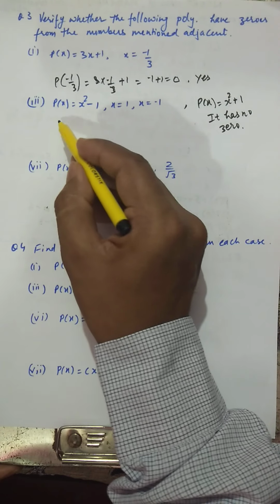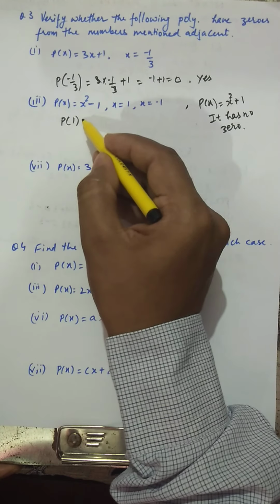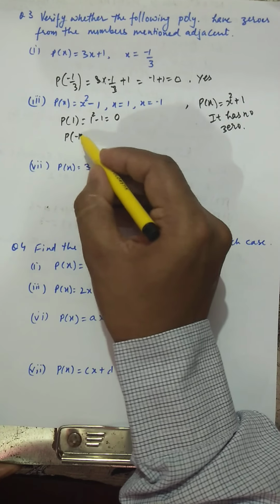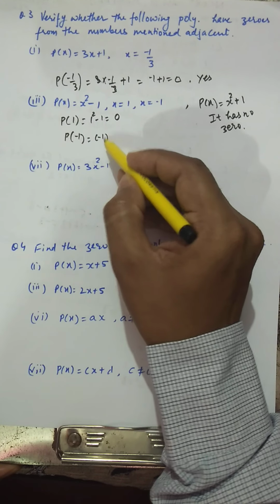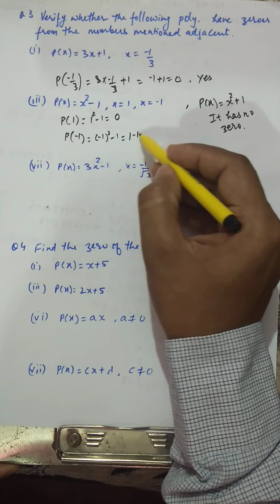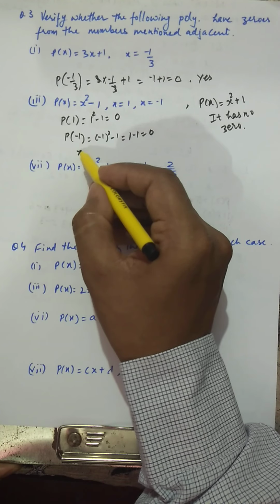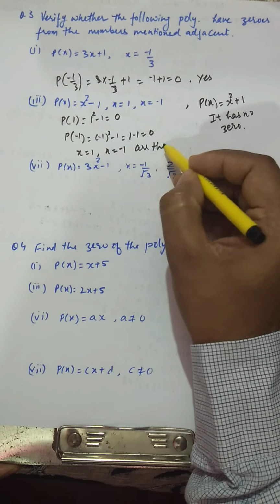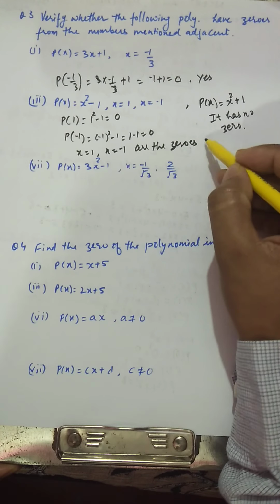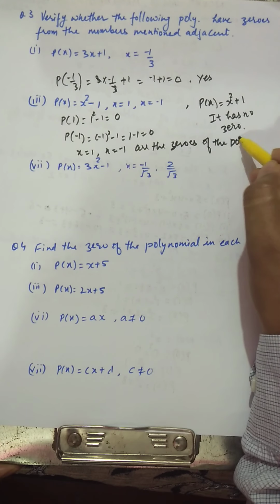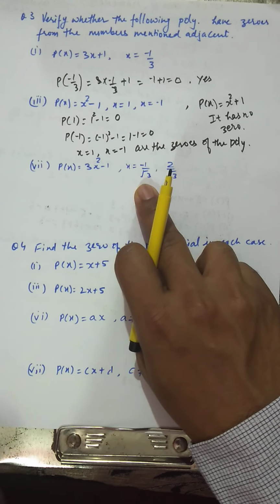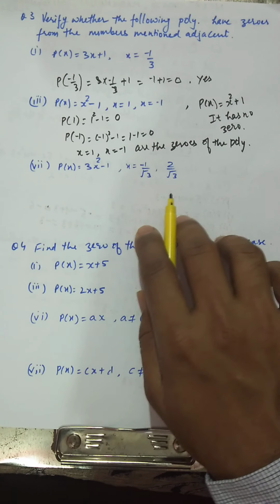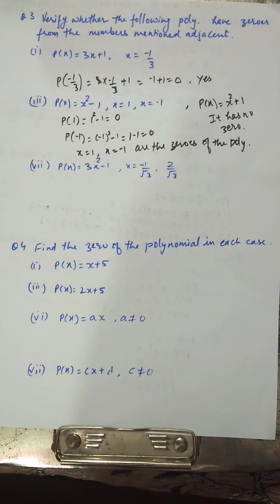But for this one, we'll put the given values. First you put 1, then 1 square minus 1 is 0. And you put minus 1: minus 1 square is 1, minus 1 is again 0. So it means x equal to 1 and x equal to minus 1 are the zeros of the polynomial. The third one I am leaving for you. You try this yourself, and check whether these are the zeros of the polynomial or not.